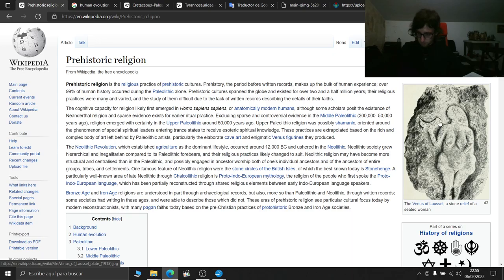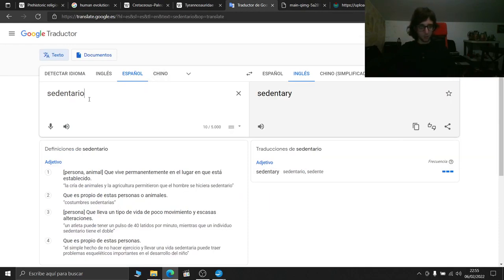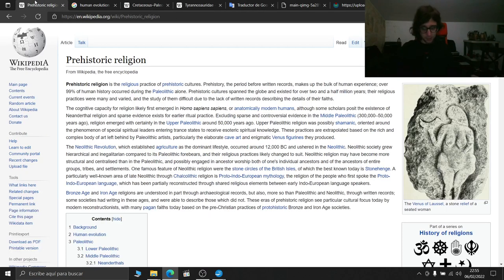So coming back to this representation of what we call Venus, but it is like a woman. Maybe this representation of fertility, maybe they are goddesses, or maybe they are just fetishes. I'm going to translate, but I think it's called like that. Fetishes. Yes. Belief in spirits, shamanism, gods, pagan gods and goddesses. So they believe in the spirits.